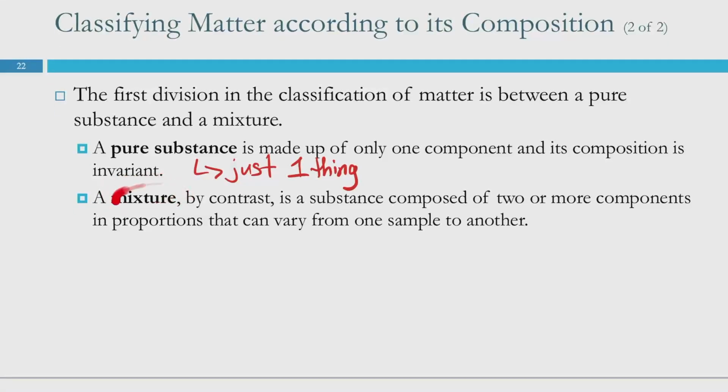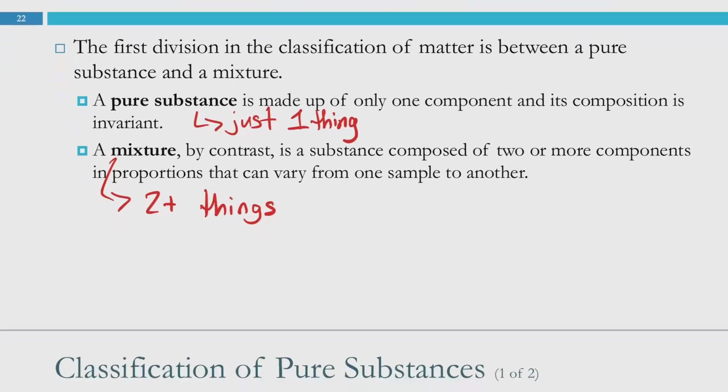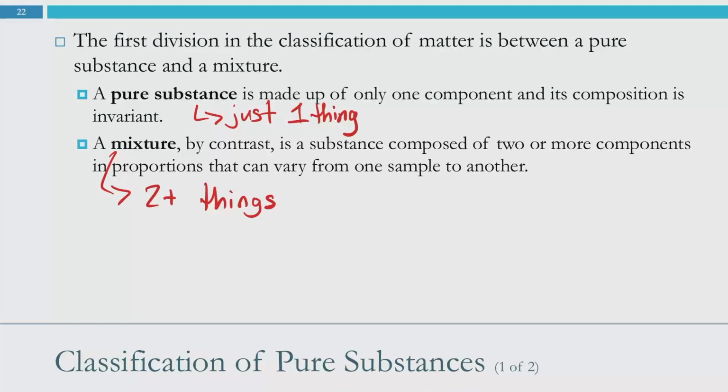And then we also have mixtures. Two or more things. It's at least two things that are together. They're mixed. That's what makes it a mixture. So that's the first way that we are going to divide our matter: pure substance or mixture. Our pure substances we can further subdivide.